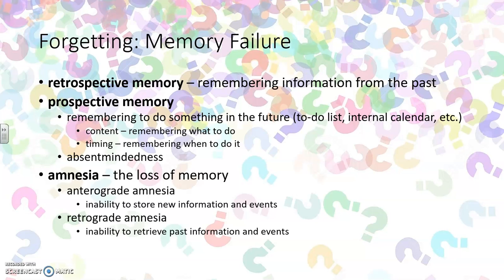Retrospective memory is when you remember things from the past. Prospective memory is remembering to do something in the future, like your to-do list, a clock. Contents is remembering what to do. Timing is when you do it. Amnesia is when we lose our memory. Anterograde amnesia is the inability to store new information, so you're anti-information. Retrograde amnesia is the inability to retrieve past information, so retro, going back in time, you can't think of the past.